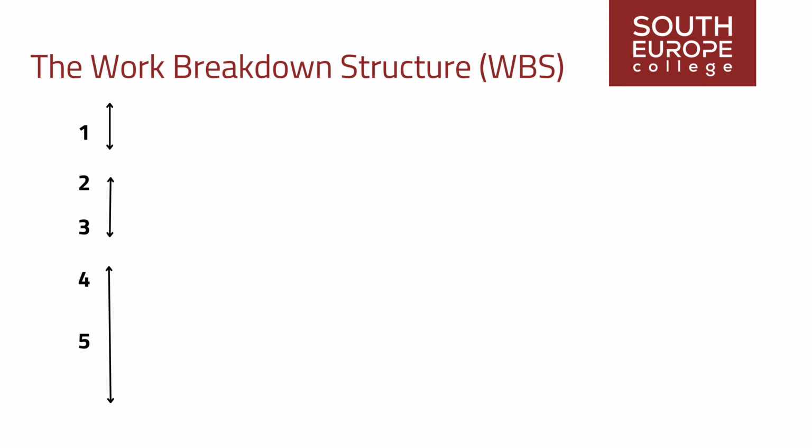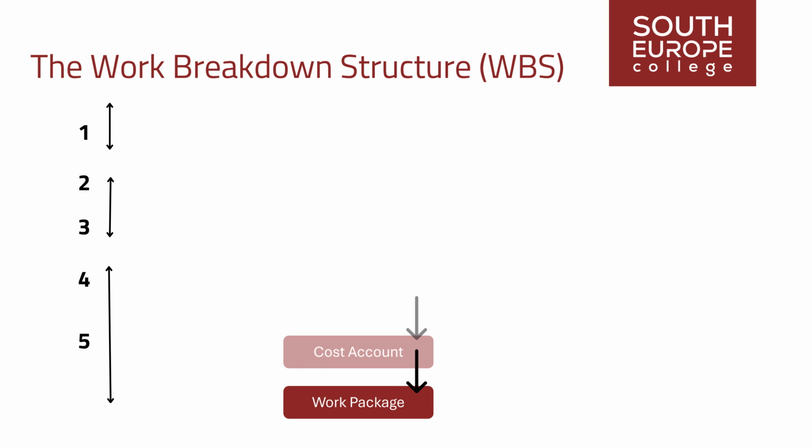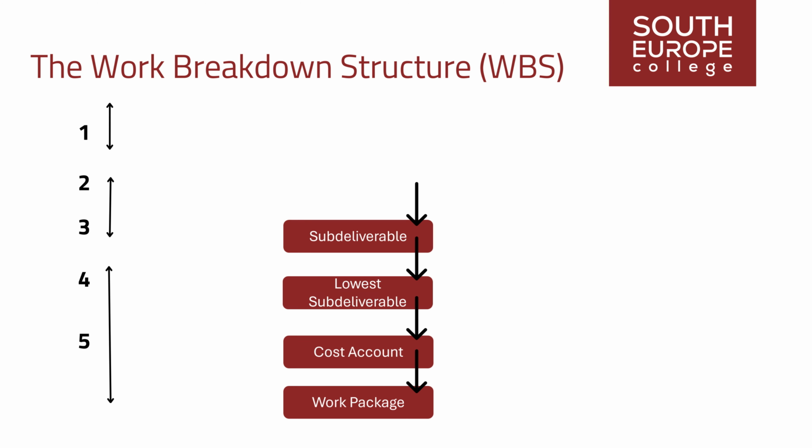At the lowest level of the WBS are the work packages, which are the smallest units of work that can be assigned to a specific team or individual. Work packages are often associated with specific timeframes, costs, and resources. At the work package level, we can estimate time and cost with confidence and with high accuracy, and serve as a control point for tracking progress and reporting.